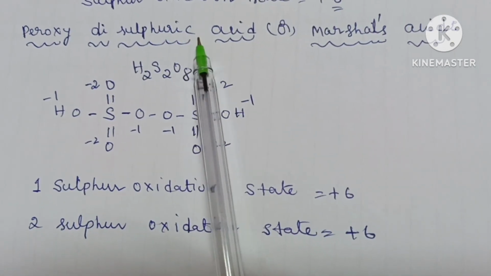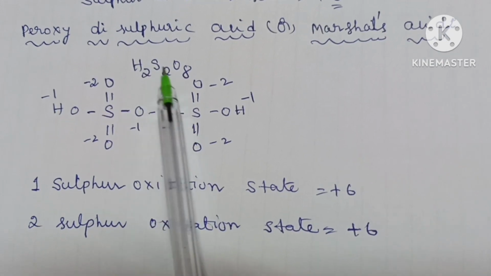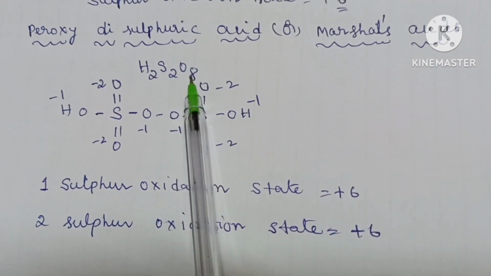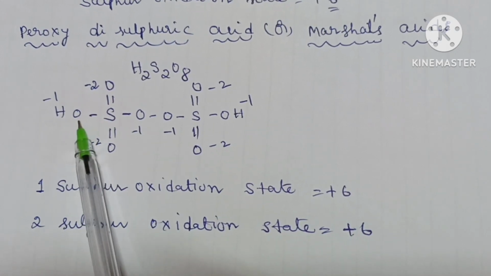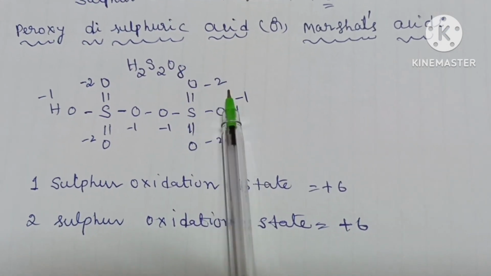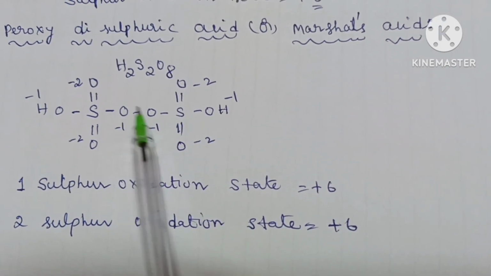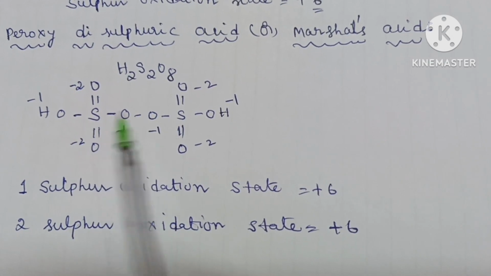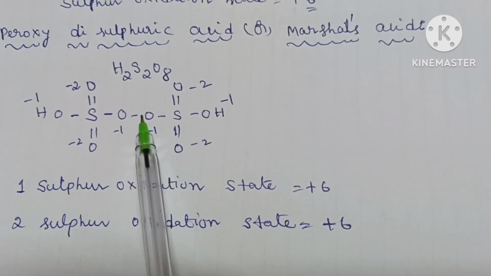Peroxydisulfuric acid is also called Marshall's acid. Formula is H2S2O8. Okay, how to draw the structure? First, sulfur attached with one OH group, again another sulfur attached with one OH group. After that, peroxy linkages. So in between the sulfurs add peroxy linkages. Peroxy linkages means oxygen, again another oxygen, O2 linkages.